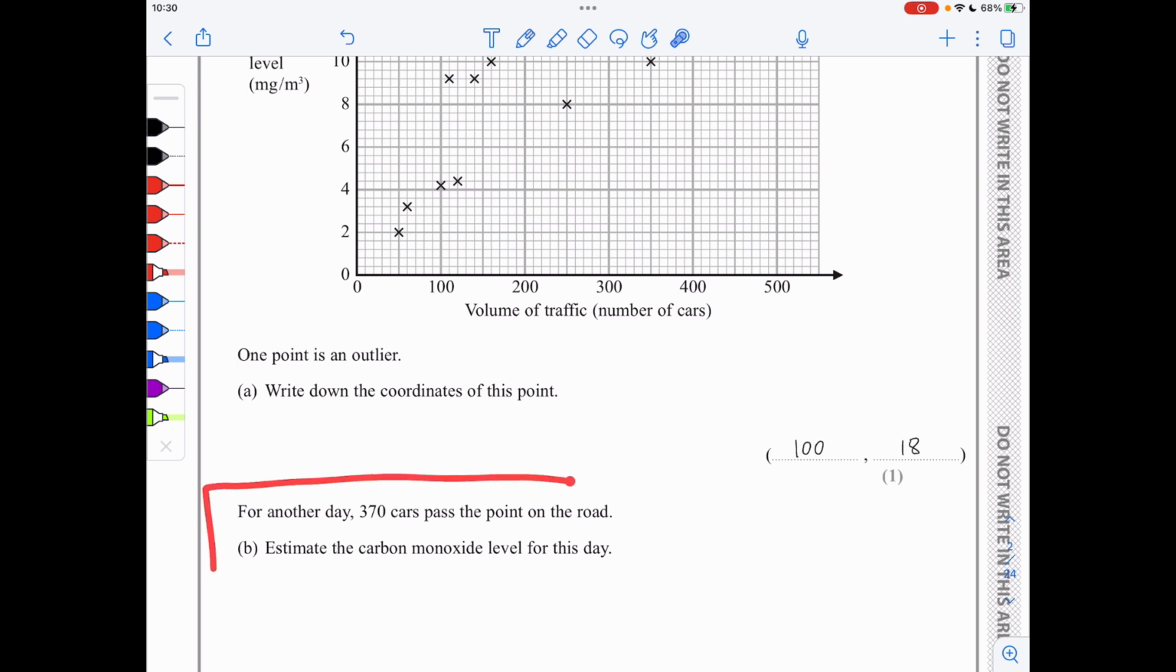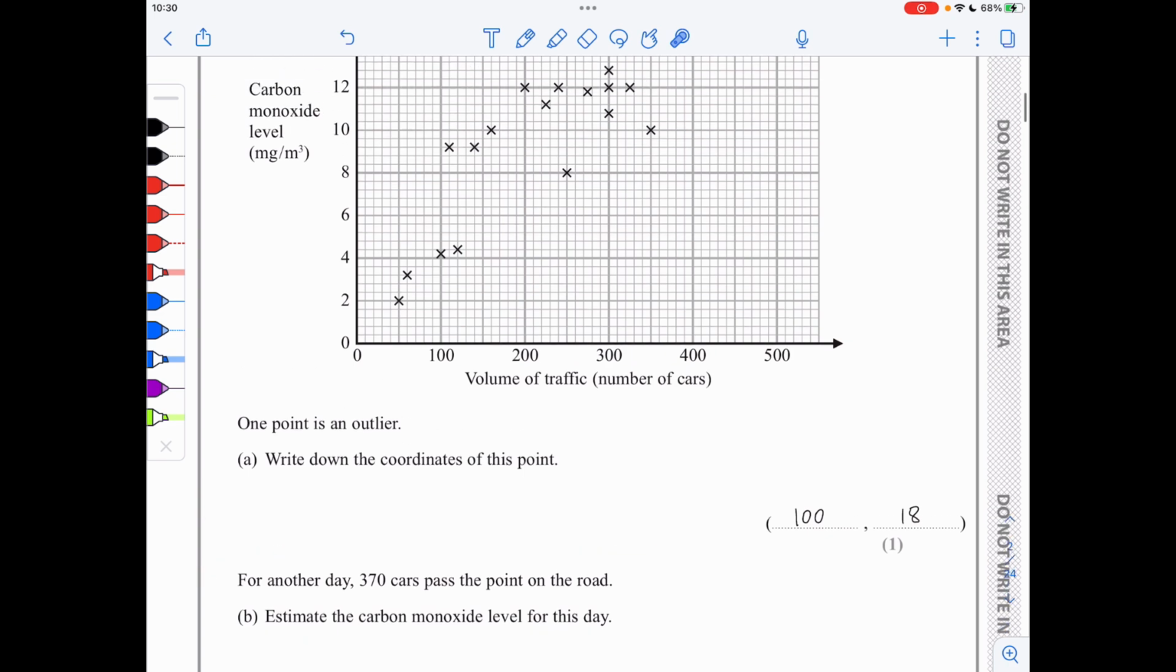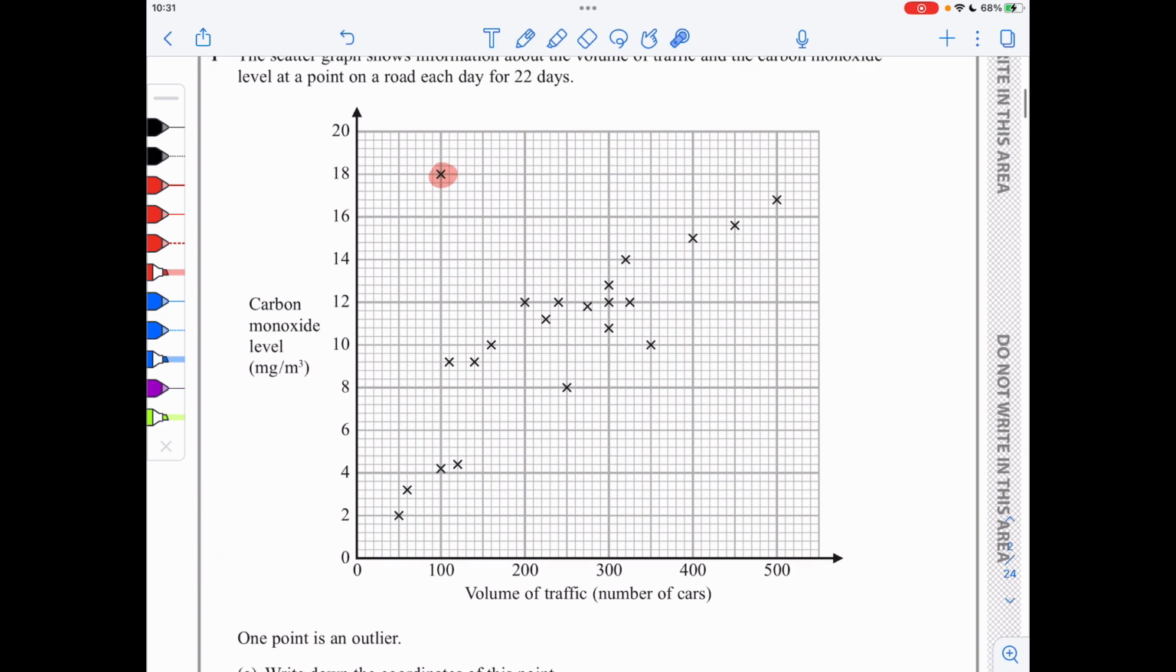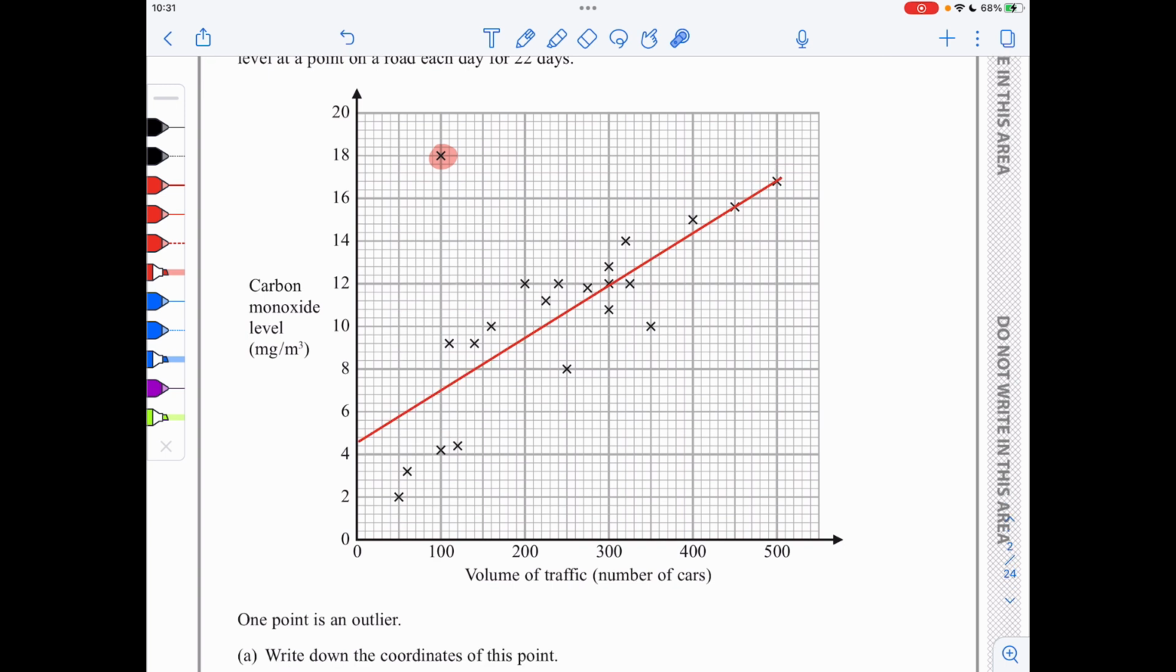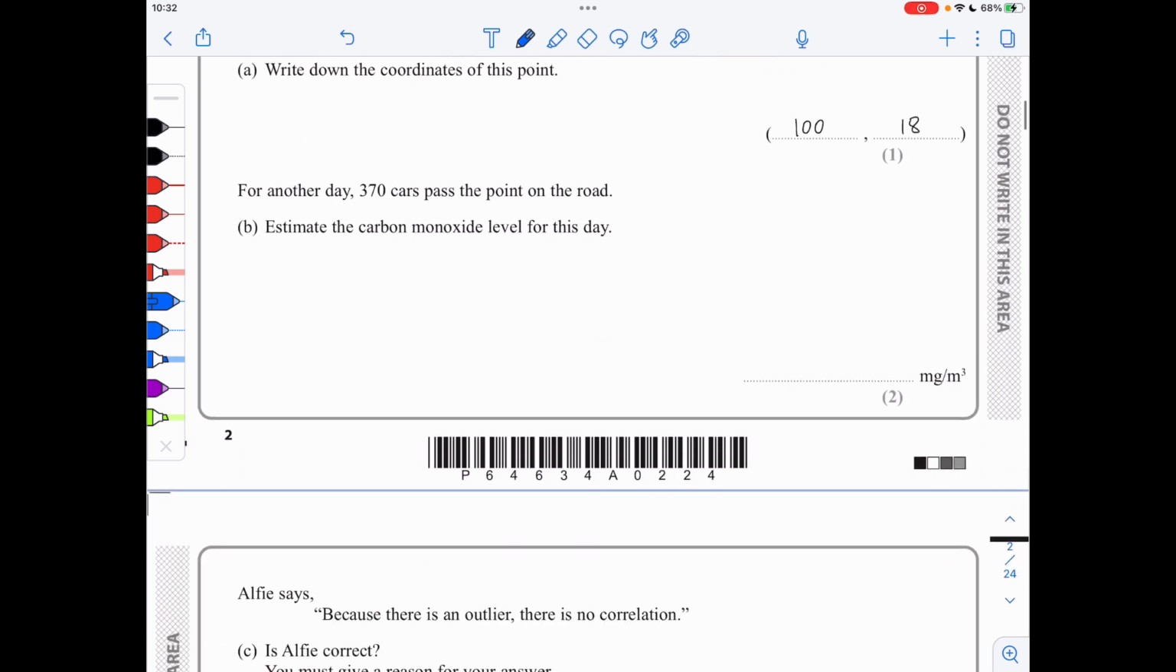In part B, we are asked to estimate the carbon monoxide levels when 370 cars pass the point on the road. So to do that, I need to use my scatter plot, and I should be drawing what I deem to be the line of best fit. So we've drawn the line of best fit. We go at 370 cars, and we read off the value from the graph. So it's somewhere here. This is 13.6, the value here.